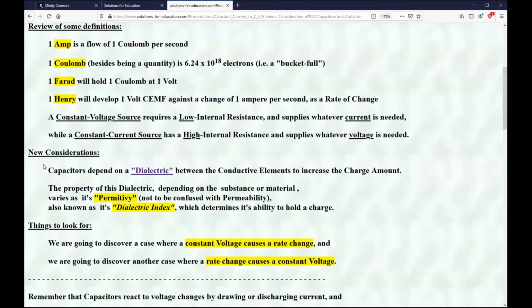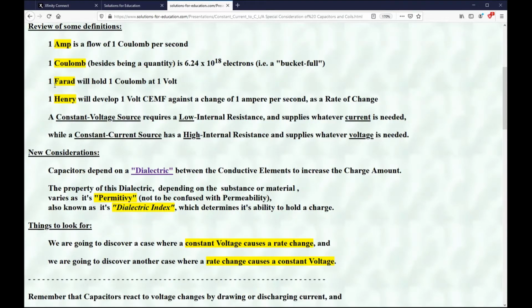Reminding you also that 1 amp is a flow of 1 coulomb. Normally we don't think of coulombs, we only think of amps, but coulombs are going to be important here. Now, a coulomb, besides being a quantity, they tell me is 6.24 times 10 to the 18th electrons. I usually tell students, don't worry about that. It's a bucket full of electrons. It is a quantity, okay? But it's important to keep that in mind.